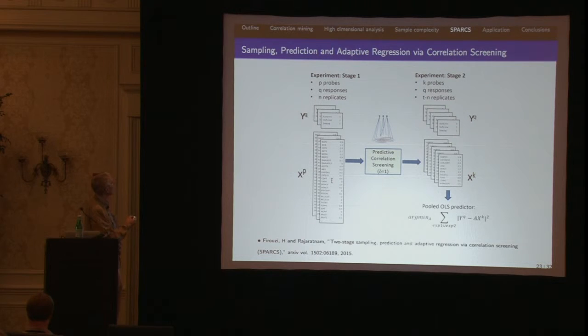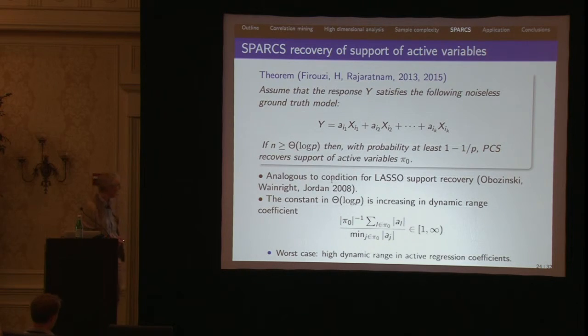So we call this SPARCS. The predictive correlation screening is not simply doing screening on the correlation. If you read this paper, we do screening on the pseudo-inverse correlation times the cross-correlation vector. And so it's a generalization of sure independence screening by Fan and Lv. So we have a theorem that basically states that we have a sample complexity which is on the order of log p in terms of predicting this variable y using this multi-stage procedure. And I don't have time to go into it, but we have an analogous condition for this support recovery guarantee, that you can recover with probability at least 1 minus 1 over p the support of these active variables in the regression.